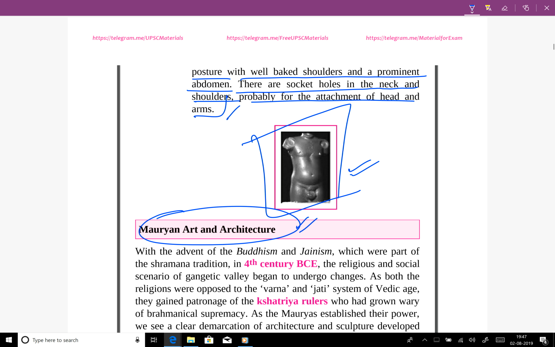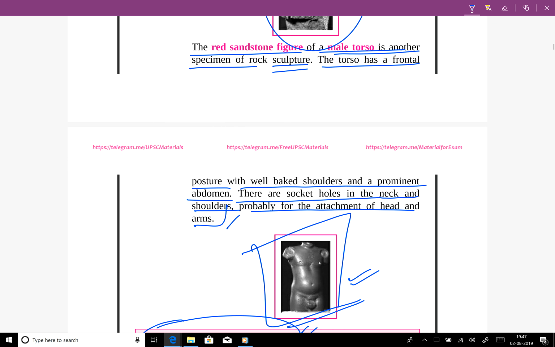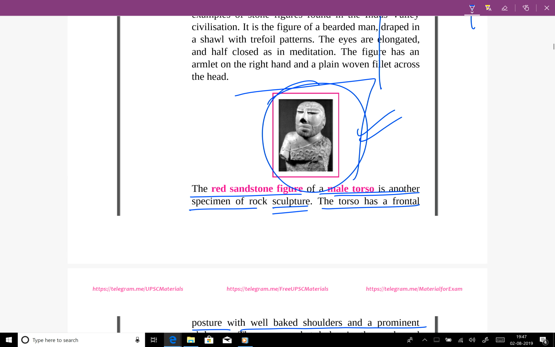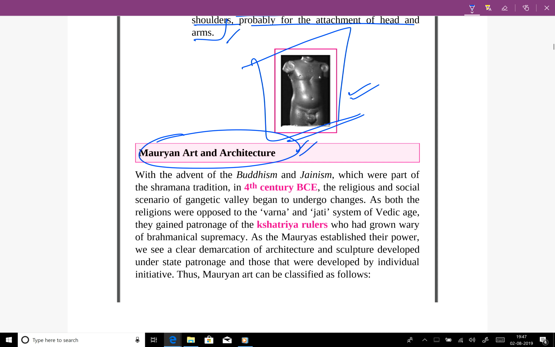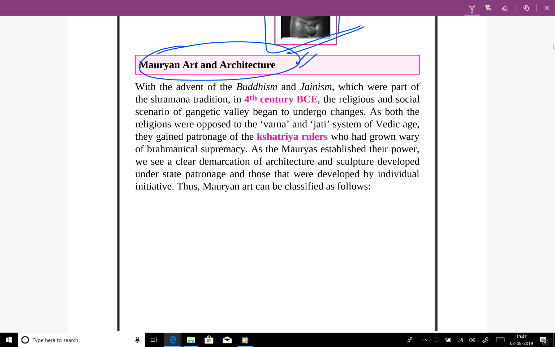This is the male torso that is found in Mohenjo-daro, and this is the bearded priest. Okay, now we'll start Mauryan art and architecture as we have completed the Indus Valley civilization part.